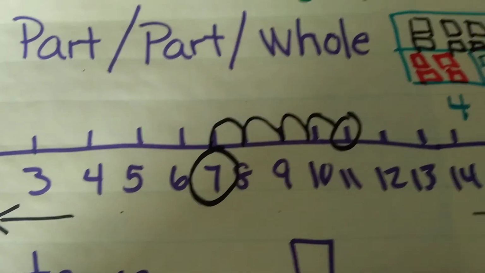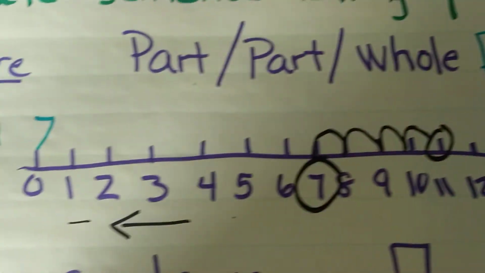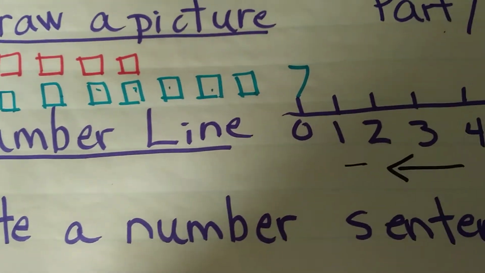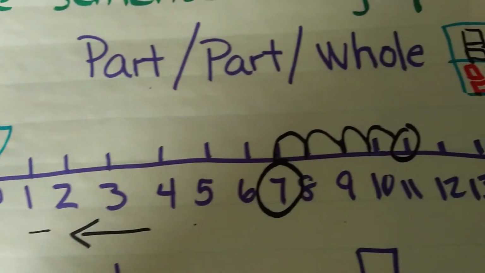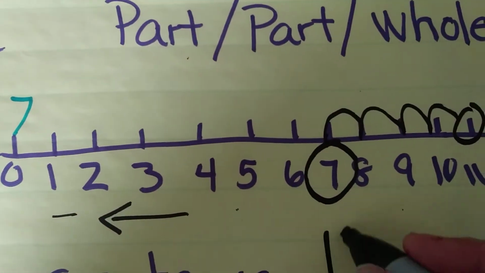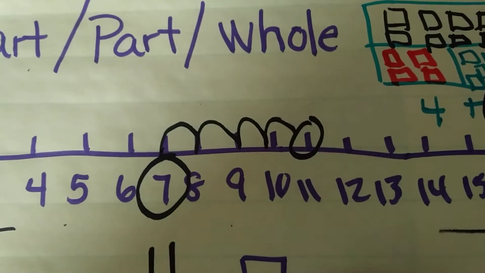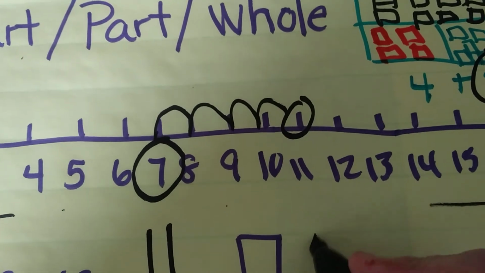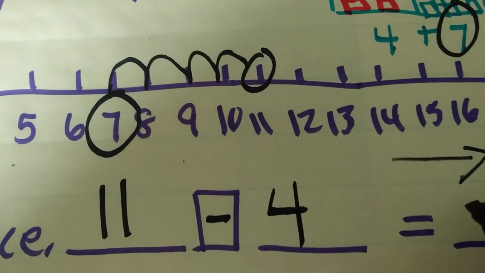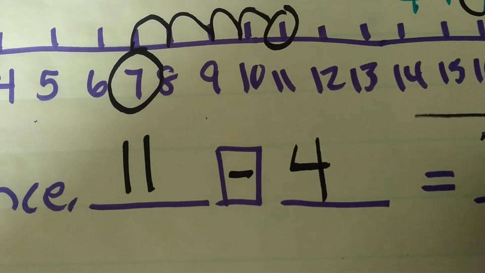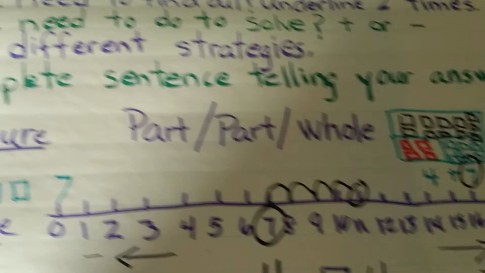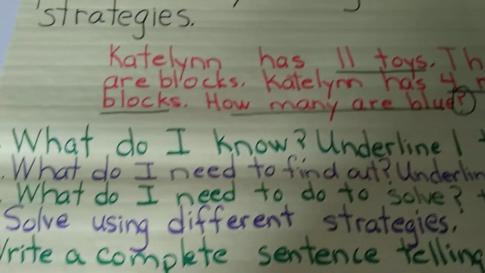Well, look, we have 7 here, 7 here, and 7 here. I would think that our problem would be, we started off, remember up here, we started with 11. We already had 4 that were red, so we need to do subtraction. 11 subtract 4 is 7. So our answer to this number word problem is 7.